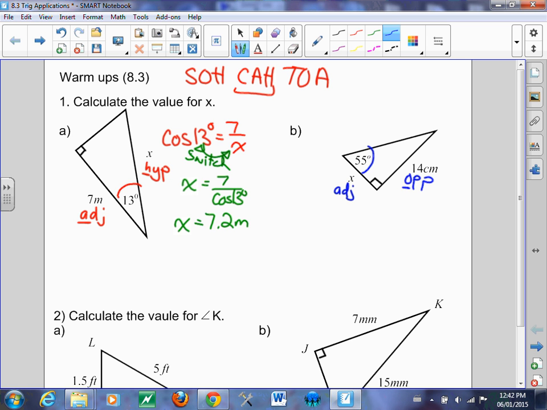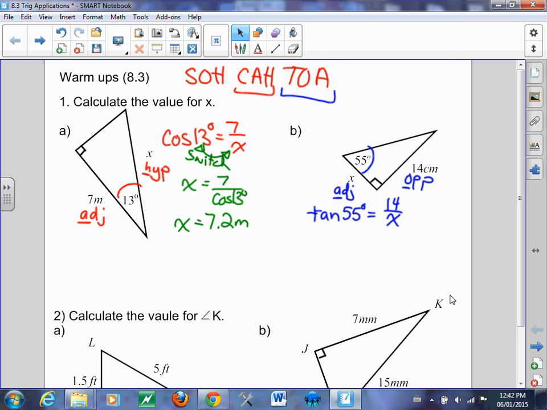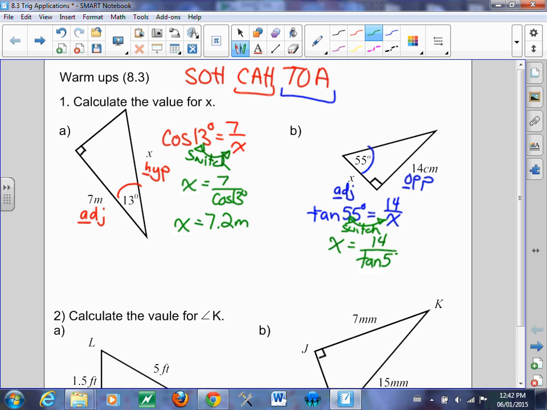Okay, so now we're looking for a ratio that has an O and an A in it. Ladies and gentlemen, that's the tangent ratio. So we're going to go tan of the given angle, which is 55 degrees, equals the opposite, which is 14, over the adjacent side, which is x. X is on the bottom again, so you do the switch. So it's going to be x equals 14 divided by tan of 55 degrees. And x equals 9.8 centimeters. Good. All right, so those are finding side lengths.